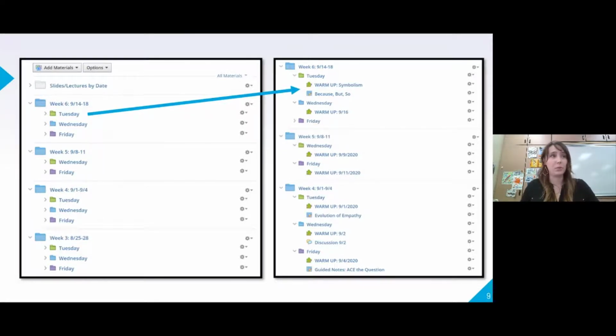I used to, when we were in person, have all my assignments per quarter or per unit in the same folder. This way it's just a little bit easier for them to navigate because they always know, okay, maybe I had tech issues that day. I can just go to the Tuesday folder and everything for that day that I missed is in that exact folder. Week 5, last week we had a short week, so I have fewer folders there, but this makes it really easy for the students to navigate because it's all consistent.